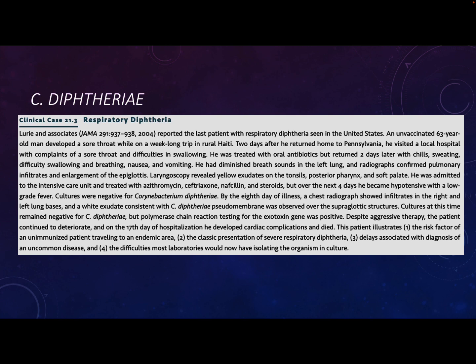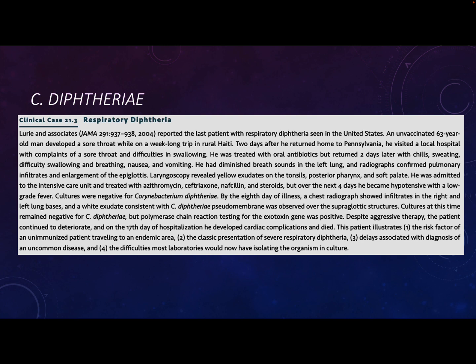vomiting. Remember, the symptoms are caused by a toxin. So if the antibiotics are not effective, or if there's already so much toxin in the body, you can still experience symptoms because of the presence of the toxin. He had diminished breath sounds in his left lung. He had pulmonary infiltrates and enlargement of the epiglottis.